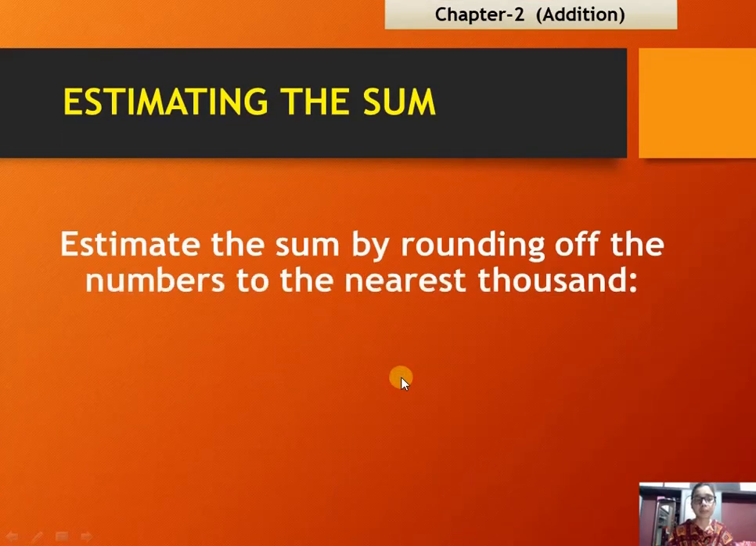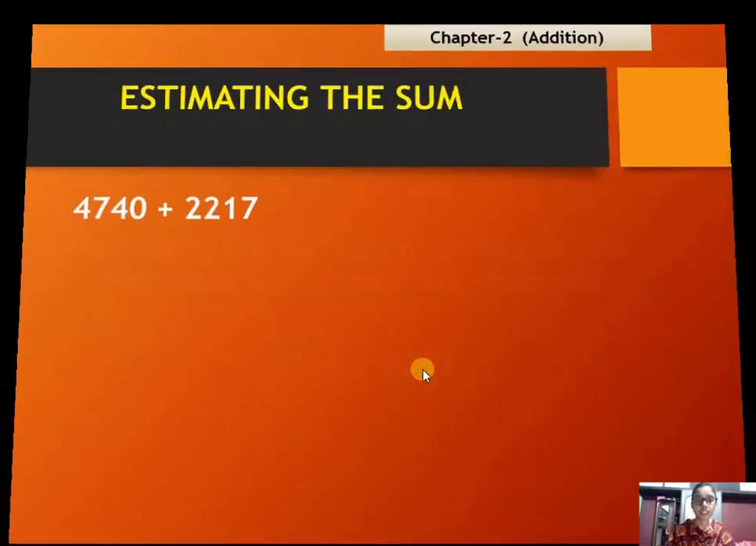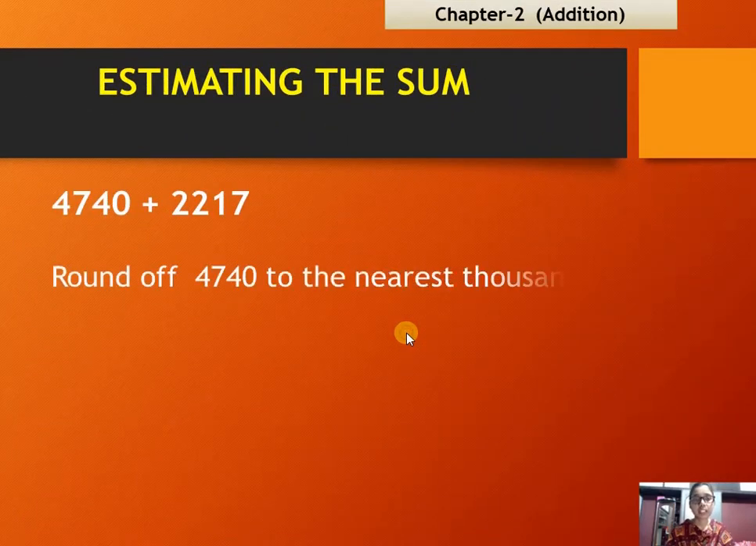Estimating the sum. Estimate the sum by rounding off the numbers to the nearest thousand. Okay, here you have given two numbers. You have to estimate their sum. Okay, how we will estimate? Let's see. Round off 4,740 to the nearest thousand. First, we will round off this 4,740 to its nearest thousand.